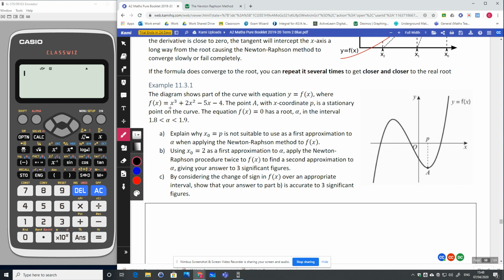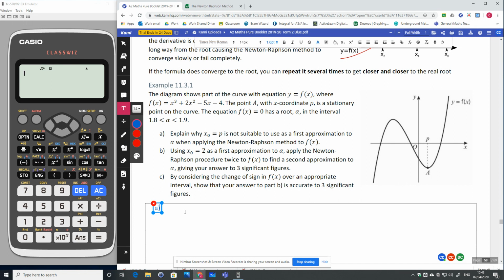This is the function, so it's x cubed plus 2x squared minus 5x minus 4. And we're looking at this point A here with coordinate P, which is a stationary point on the curve. And we're going to be looking for the root alpha, which is in the interval 1.8 to 1.9. So we've been given all that information in the question. So part A, explain why P is not a suitable starting point.